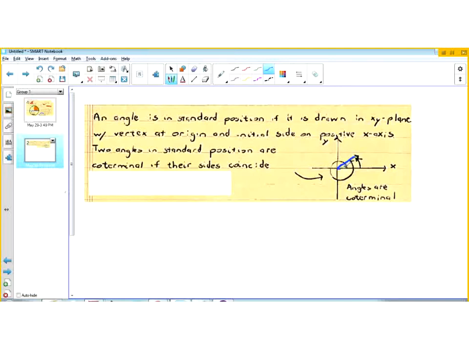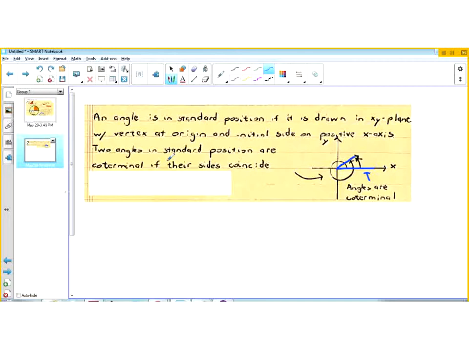So here's the terminal side, vertex at the origin, and here's the initial side. So there's my angle, and it's in standard position with the vertex at the origin. The initial side is on the positive x-axis, which it is. So this angle in blue is in standard position.